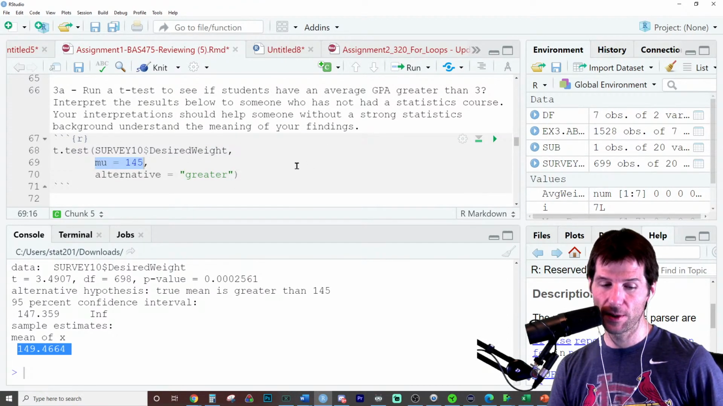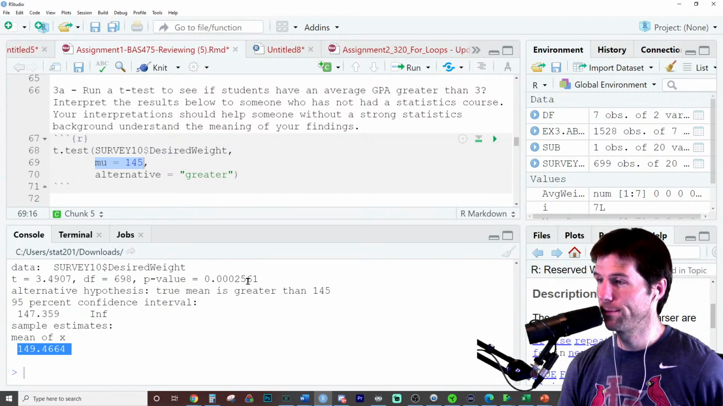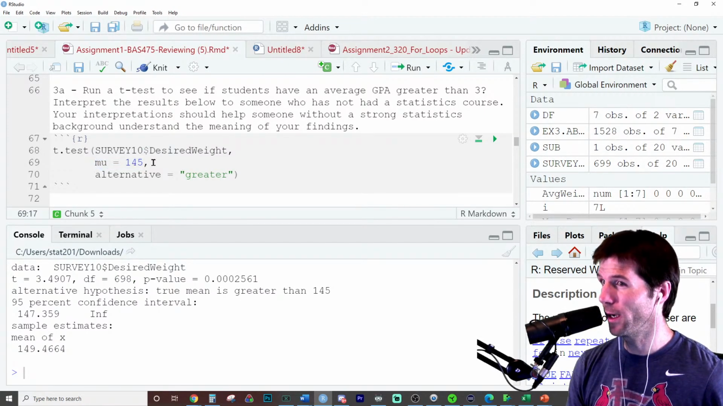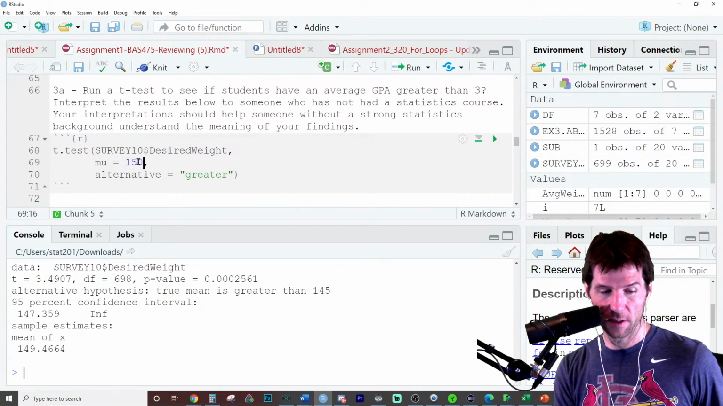Yep. And so this is it right here. Everything we've been talking about, if someone told me that 145 is the true weight that students want to weigh, I'd say, nah, I've got good evidence to show that people at UT actually want to weigh on average more than 145. And we never say accept the null or things like that, because watch this.